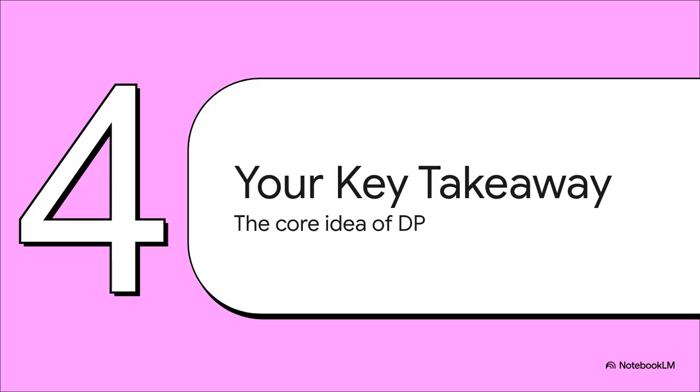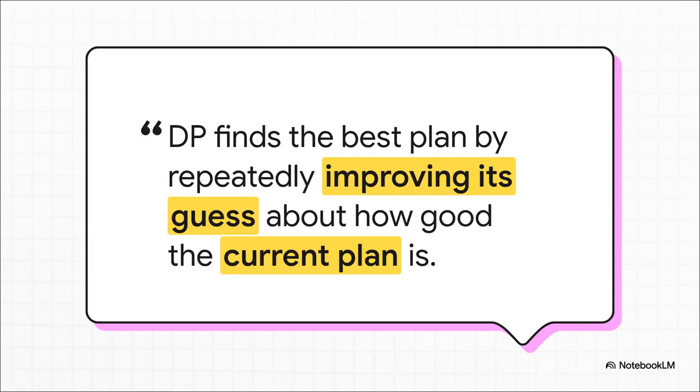So, we've gone through a lot. If you're going to remember just one thing from all of this, let it be this next idea. This is the whole concept boiled down into one sentence. Dynamic programming finds the best plan by repeatedly improving its guess about how good the current plan is. See? It's that two-step dance. You figure out how good your strategy is, and then you use that new knowledge to make your strategy just a little bit better. You do that over and over and over again until it can't get any better.